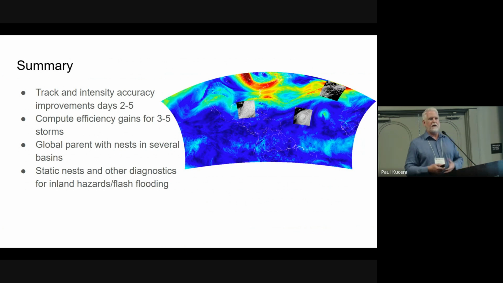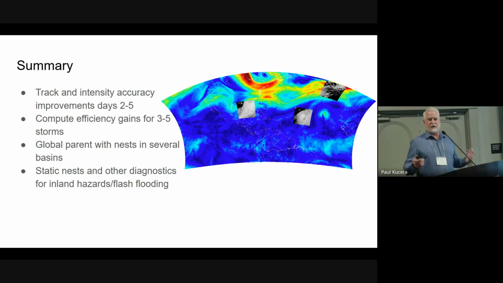So in summary, what we're seeing from the multiple moving nests in the HAFS basin is some really good track and intensity accuracy improvements, days 2 to 5, and a lot of compute efficiency gains when we look at configurations in the 3 to 5 storm range.